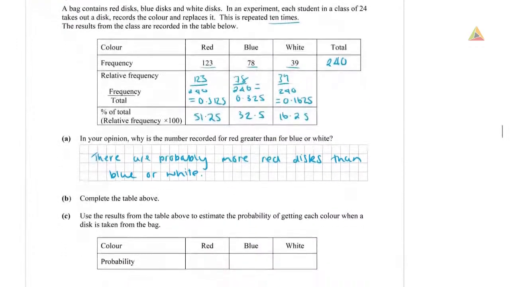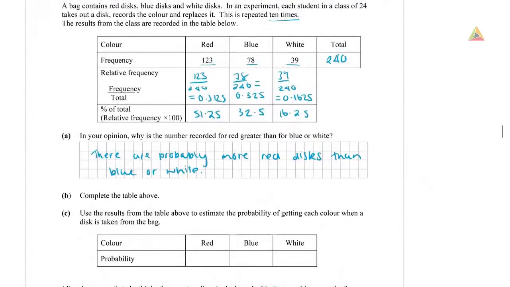For part C, use the results from the table above to estimate the probability of getting each colour when a disc is taken from the bag. So first of all, the probability of picking out a red disc is 0.5125. The probability of picking out a blue is 0.325. And the probability of picking out a white is 0.1625.